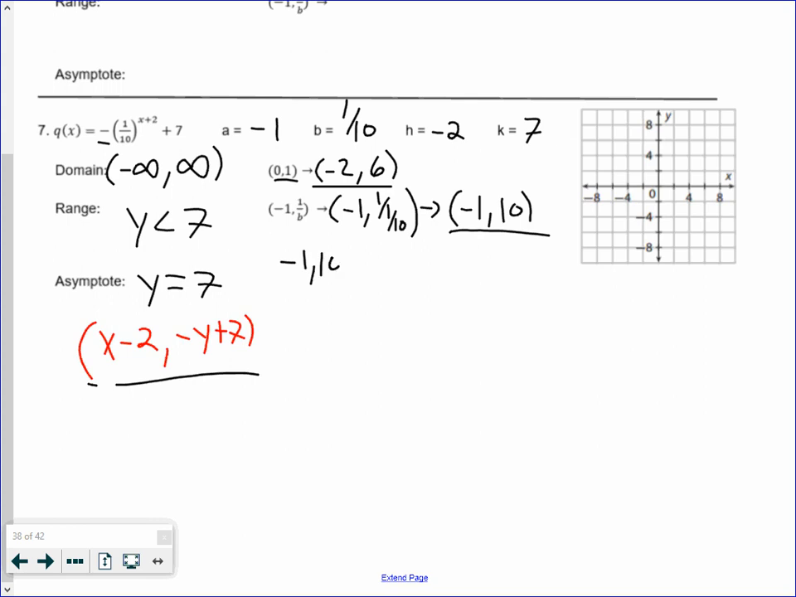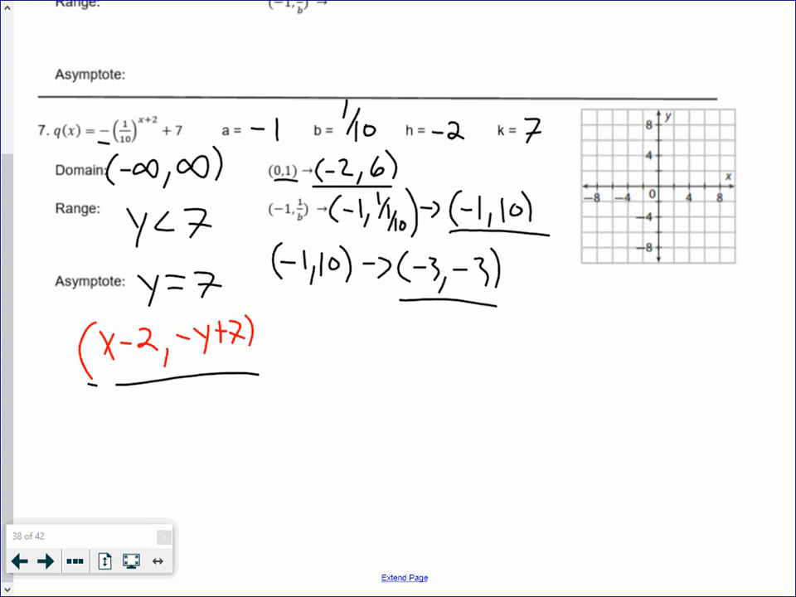So negative 1, 10. We plug in negative 1 for x. We get negative 1 minus 2, which is negative 3. And then we plug in 10 for y. We get negative 10 plus 7, or just negative 3. So that's our 2 points right here.